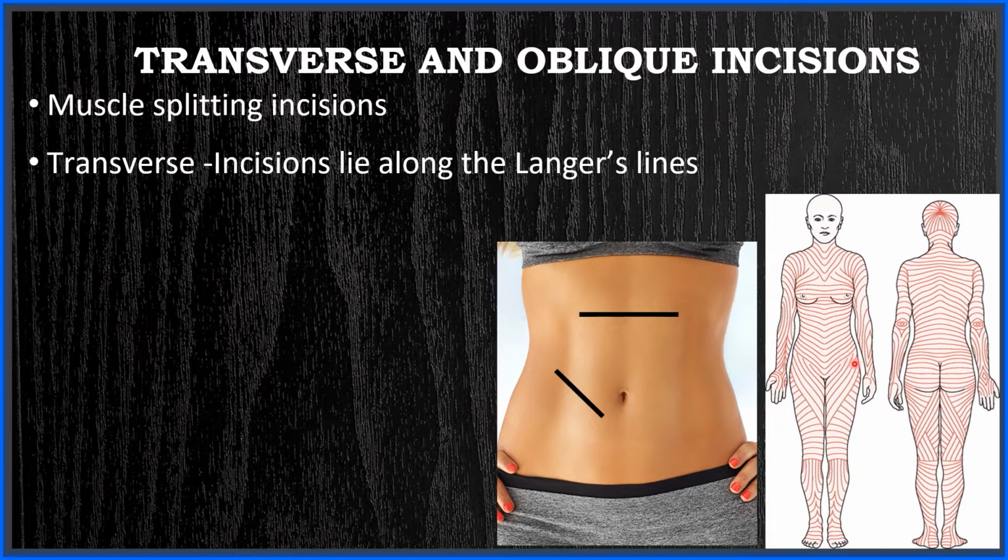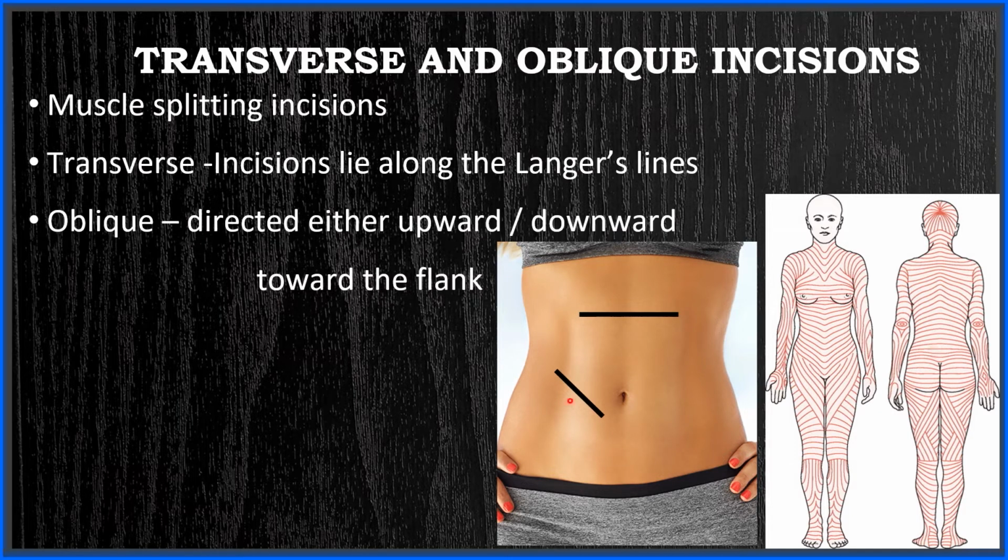Also called cleavage lines. These are the lines that represent the direction of the collagen bundles in the dermis of the skin. Langer's lines show the direction of the collagen bundles in the dermis. So you have to put the incision along the Langer's line for better healing. Otherwise, an ugly scar will be formed. So you should have a rough idea about the direction of the Langer's line in different parts of the body. The oblique incisions are directed upwards or downwards towards the flank.